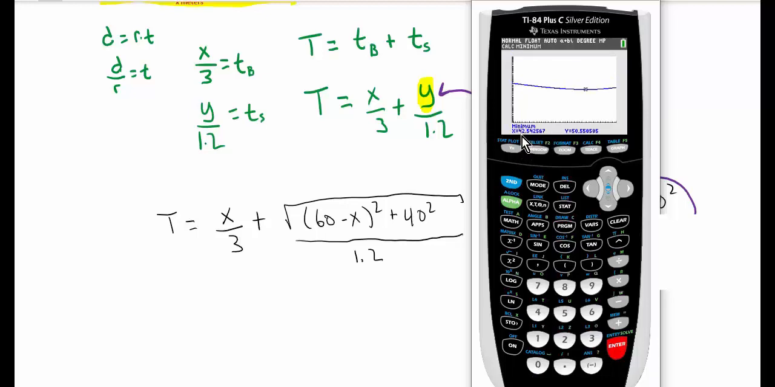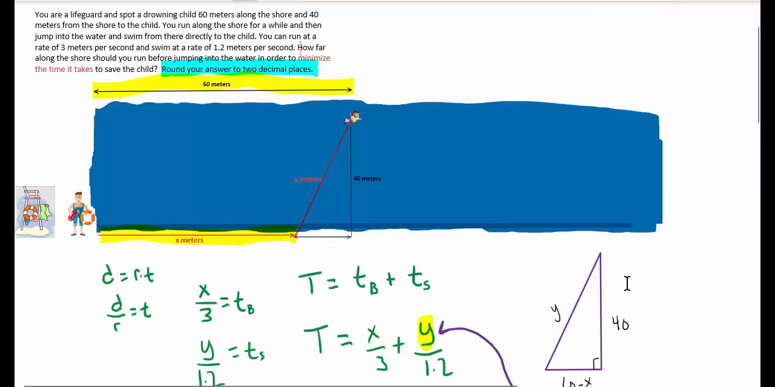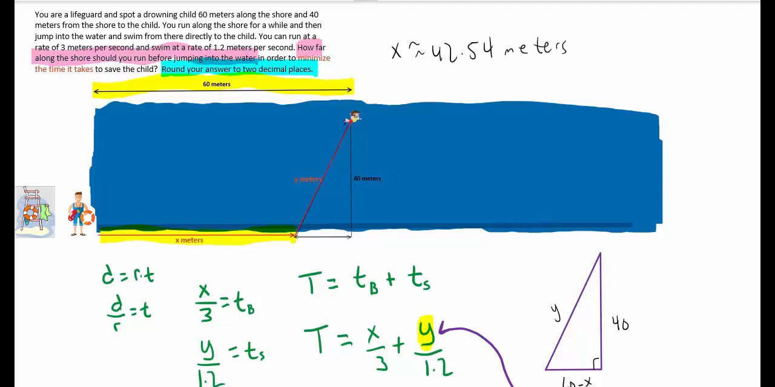And now we know if the lifeguard runs along the beach 42.54 meters, that'll minimize the amount of time it takes to get to the child. It turns out that time would be about 50.55 seconds. Since the question was, how far along the shore should you run before jumping into the water? That was x. The answer to the question would simply be that x is approximately 42.54 meters. I hope this helps you save your victims.